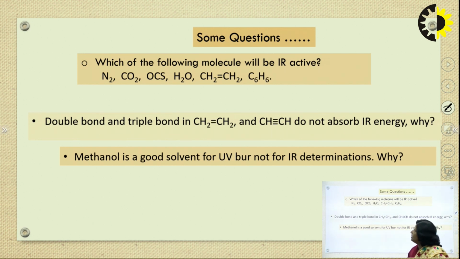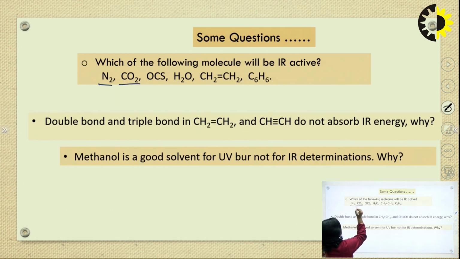Which of the following molecules will be IR active? What is the requirement of a molecule to be IR active? That molecule must possess a temporary dipole moment during the vibration. Temporary dipole moment during the vibration means, as in the example of nitrogen, nitrogen has zero dipole moment. Will it be IR active or not? No, it will not be IR active.